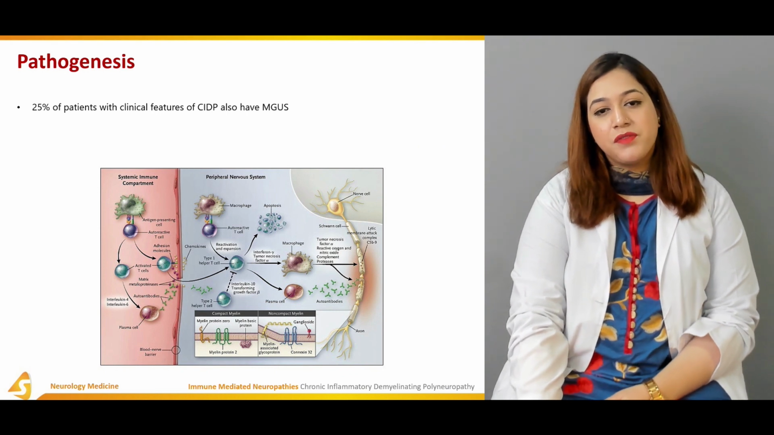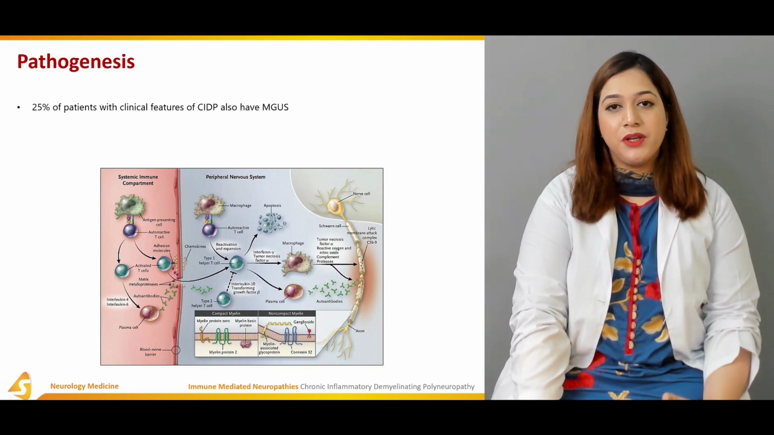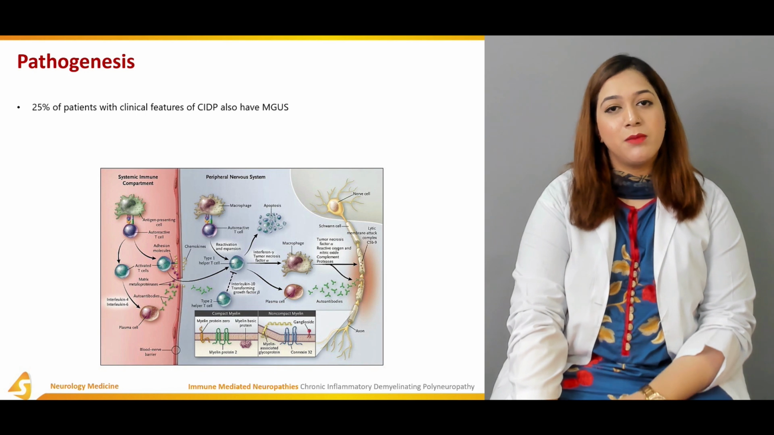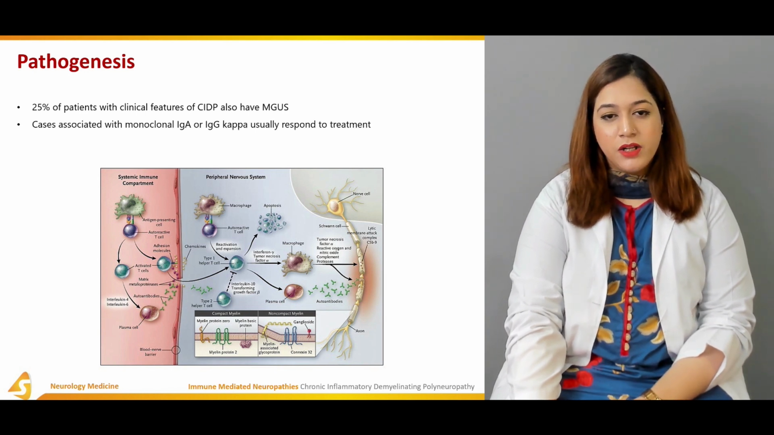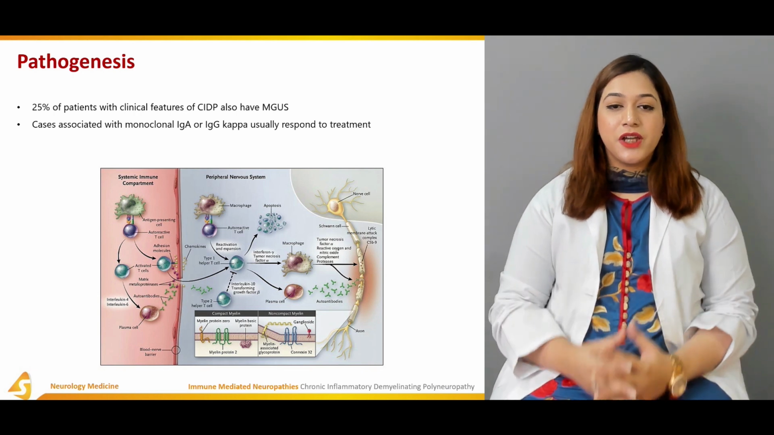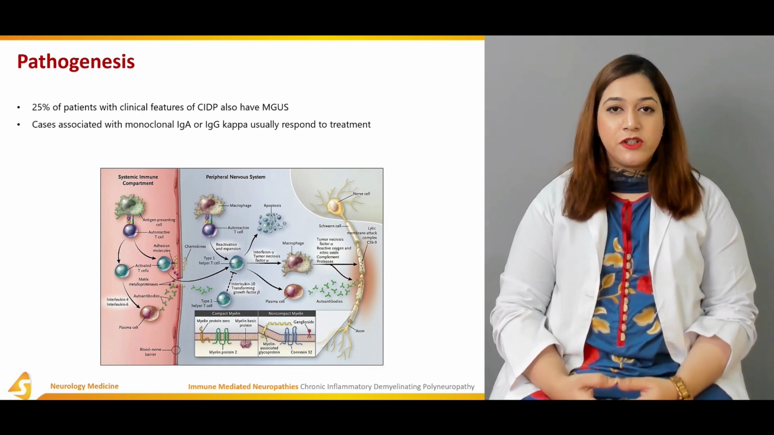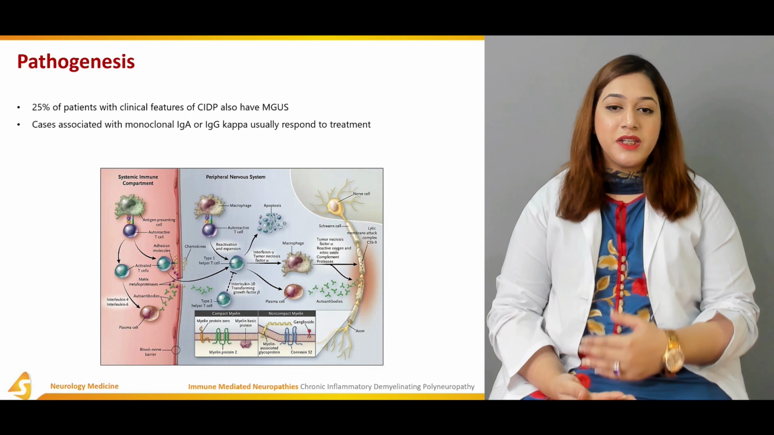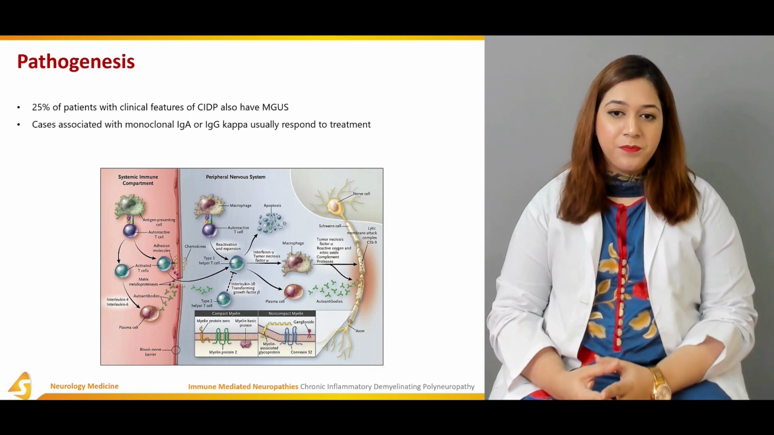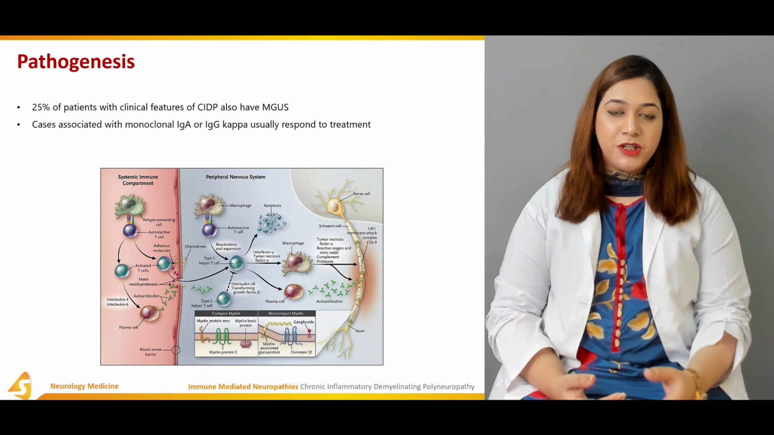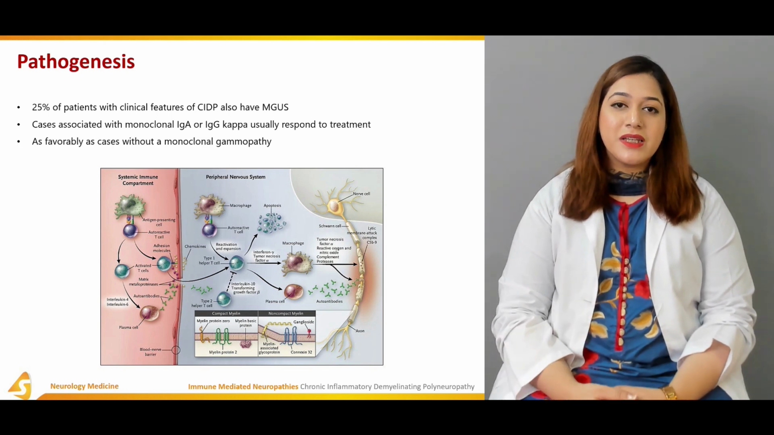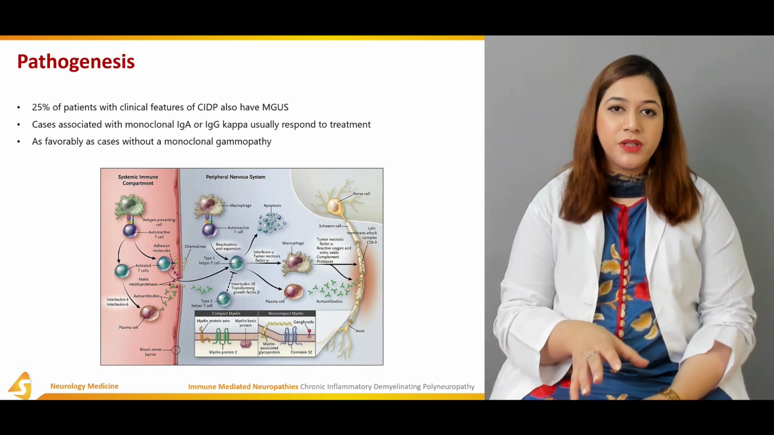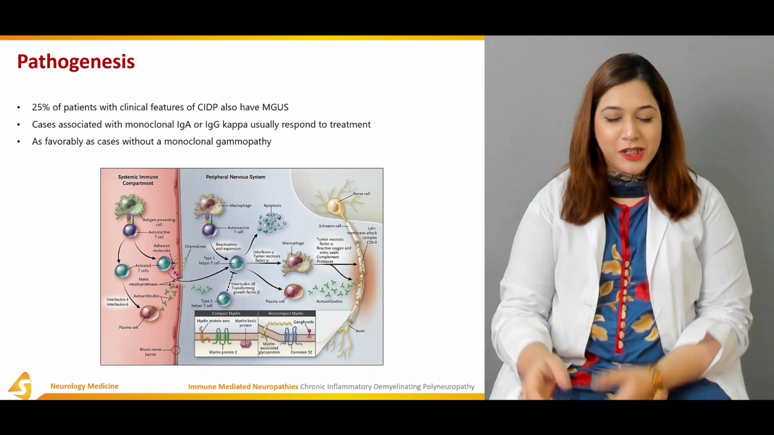Now, 25% of the patients with clinical features of CIDP are associated with MGUS, also known as monoclonal gammopathy of undetermined significance. The cases which are associated with monoclonal IgA or IgG kappa subtypes usually respond to treatment as favorably as cases without a monoclonal gammopathy. I will not go into the details of monoclonal gammopathy because it is the topic of another section.